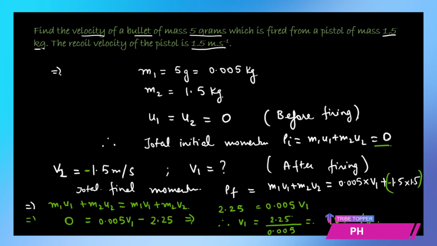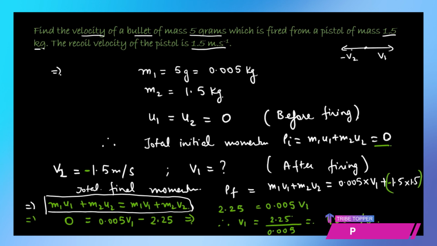As you can see, we have simply applied the law of conservation of momentum. Before firing, our momentum was 0. After firing, the total momentum of the system is the momentum of the bullet plus the momentum of the pistol. But take care to put a negative sign, because the recoil velocity of the pistol is opposite to the direction of the bullet: the bullet goes forward and the pistol recoils backward. If v1 forward is positive, v2 backward has to be negative. Applying that and rearranging the terms, we get the velocity of the bullet to be 450 meters per second.